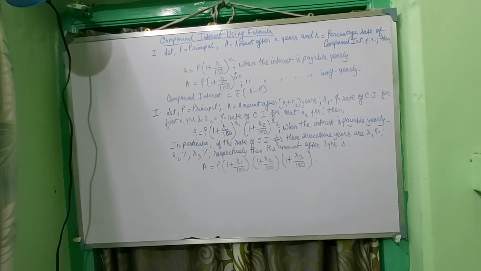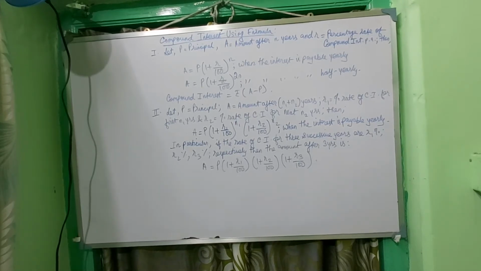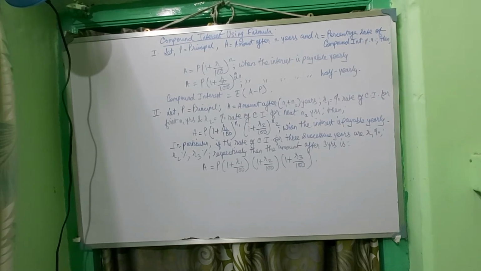See, there are two types in which we have to do it. Suppose P is the principal and capital A is the amount after n number of years, and R is the percentage rate of compound interest per annum. Then we have two formulas. We always have to calculate A, the amount after n years. That amount you can calculate by using the two formulas.